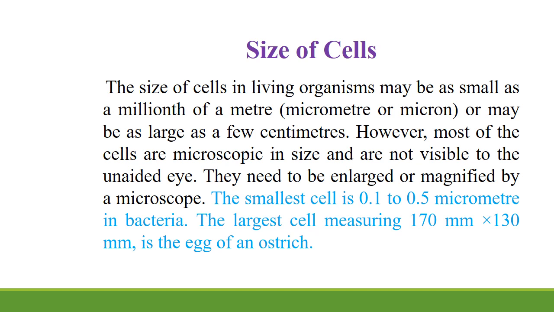Cells exist in a variety of sizes. The size of a cell in a living organism may be as small as a micrometer or as large as a few centimeters. However, most cells are microscopic in size and are not visible to the naked eye. They need to be enlarged or magnified by a microscope. The smallest cell is 0.1 to 0.5 micrometer in bacteria, and the largest cell, measuring up to 170 mm by 130 mm, is the egg of an ostrich.